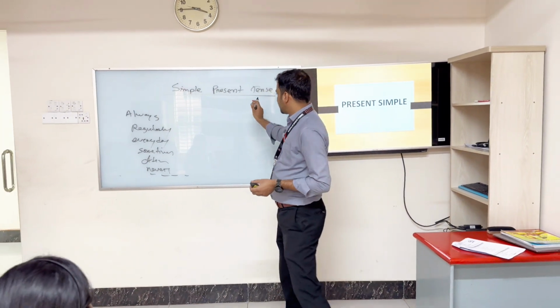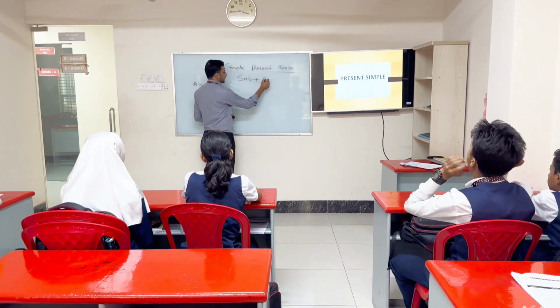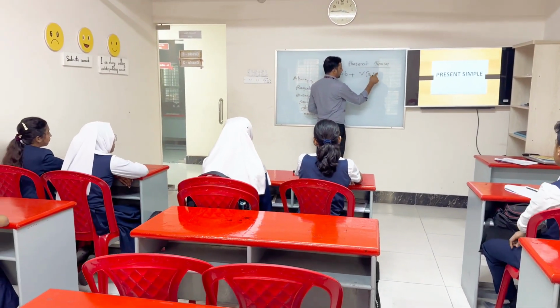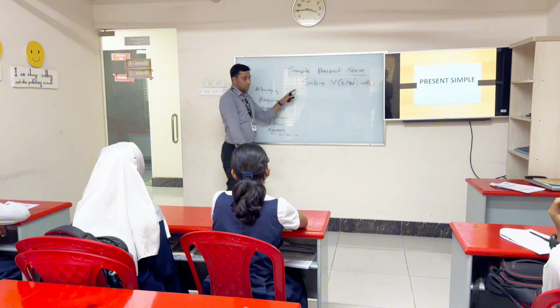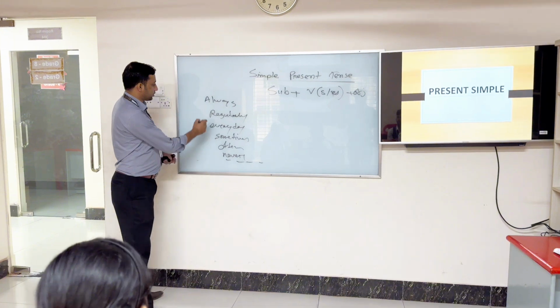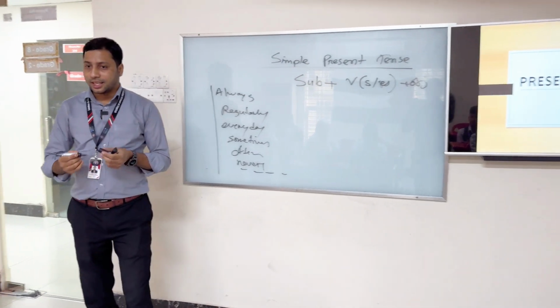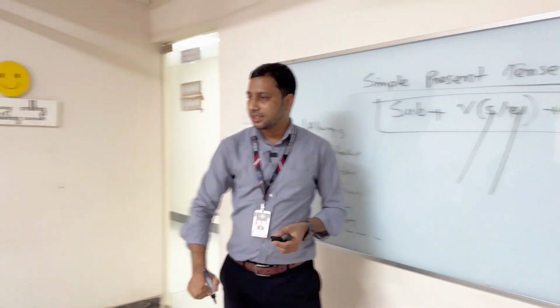So simple present tense follows a structure. You need a subject, a verb, s or es with the verb, right? So when you are going to use these words in a sentence, you must use this structure. When to use s and when to use es?